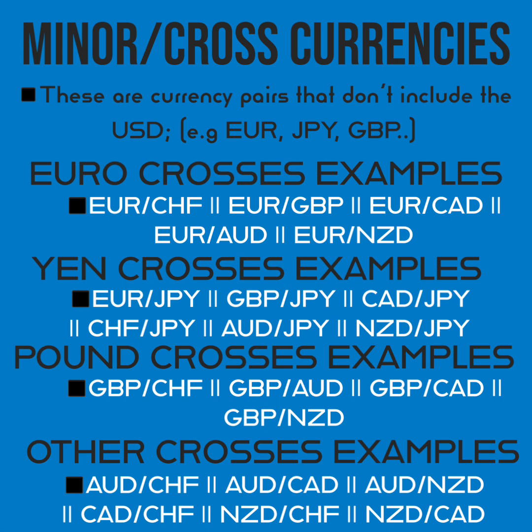The next example of popular crosses is the pound crosses, and we have the British pound and Swiss franc, which is known as the GBP CHF. We have the British pound and Australian dollar, which is known as the GBP AUD. We have the British pound and Canadian dollar, which is known as the GBP CAD. And then we have the British pound and the New Zealand dollar, which is known as the GBP and New Zealand dollar.